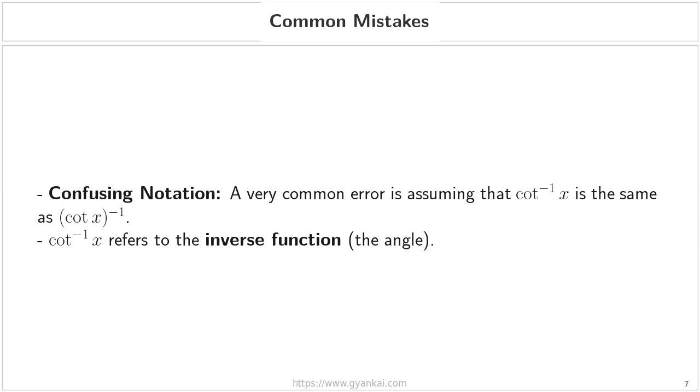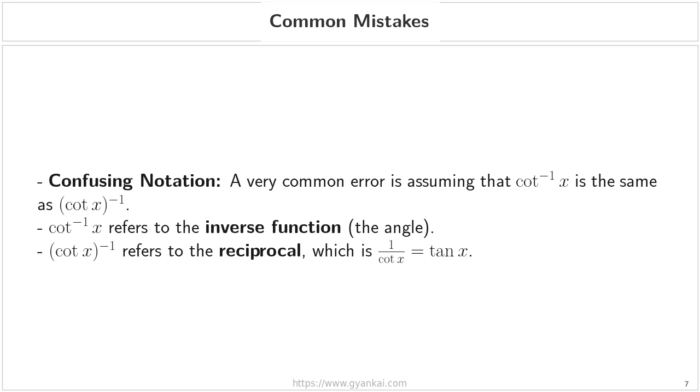Cot inverse of x refers specifically to the inverse function, which, as we have seen, allows us to find the angle. In contrast, cot x to the power of -1 refers to the reciprocal of the function. This is simply 1 divided by cot x, which is equivalent to the tangent of x. These two concepts are entirely different, so always check whether you are looking for an angle or a reciprocal.